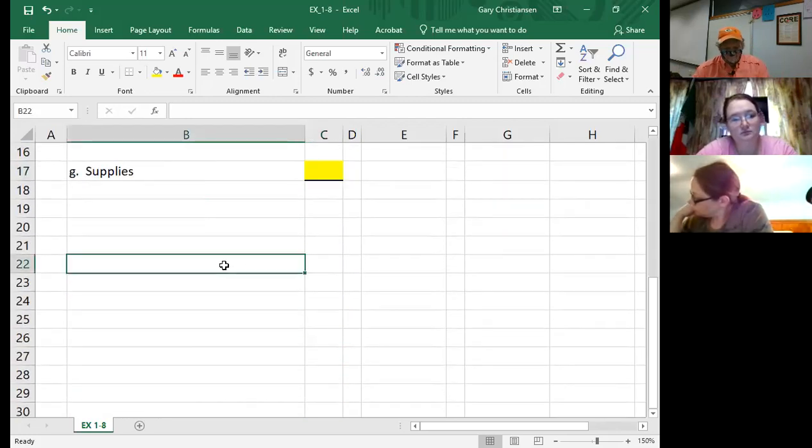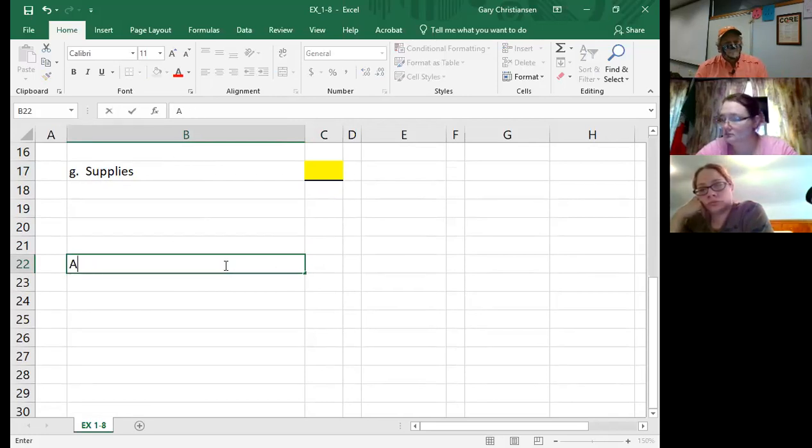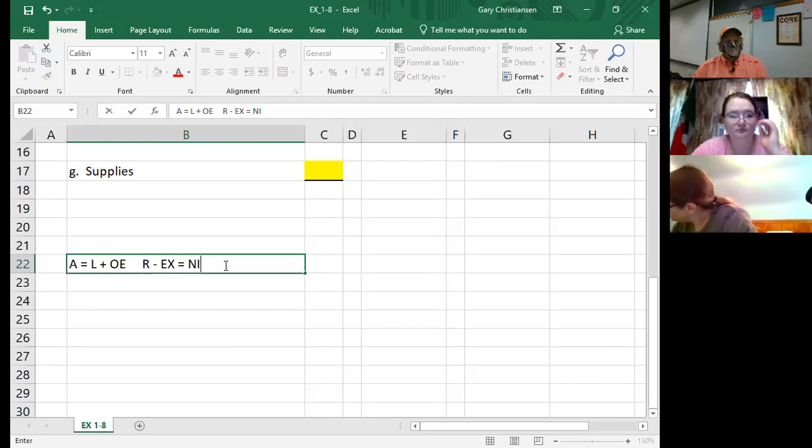We have assets. I'll just use the letter A for assets, and I'll put the equal sign in. Liability plus owner's equity. Then over here, I'll go a little farther and I'll put revenue minus expense equals net income. These are the 5 basic kinds of accounts: asset, liability, equity, revenue, expense.